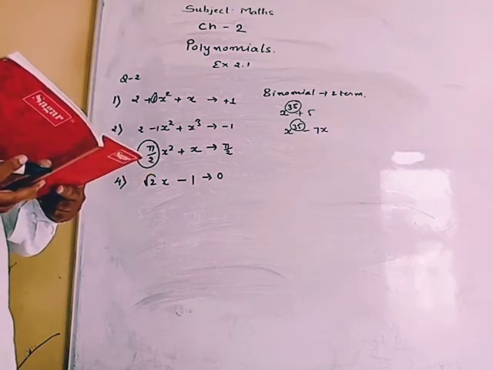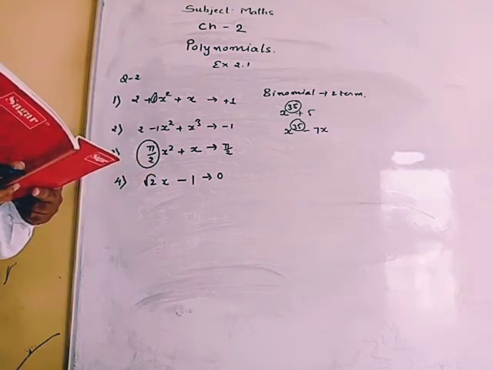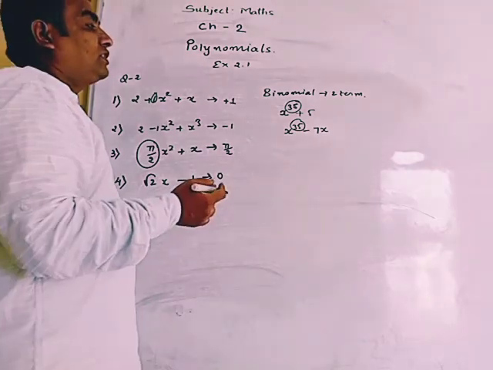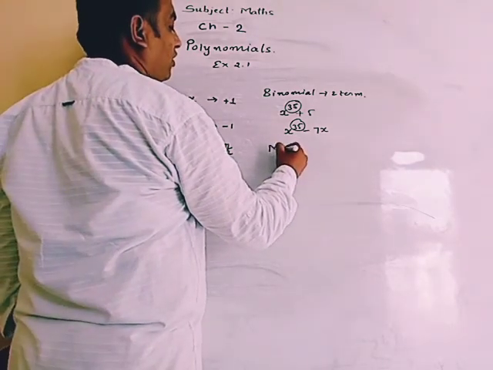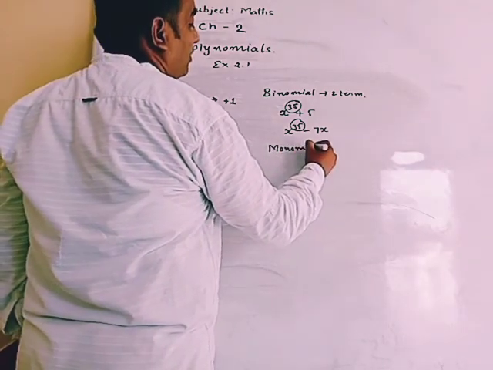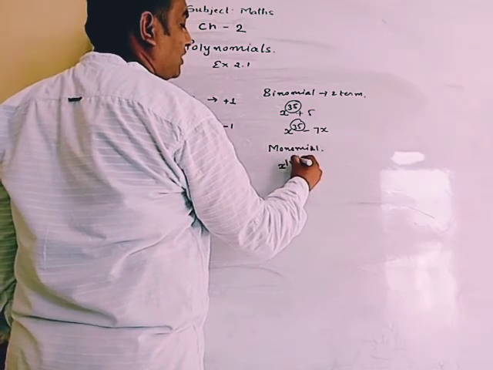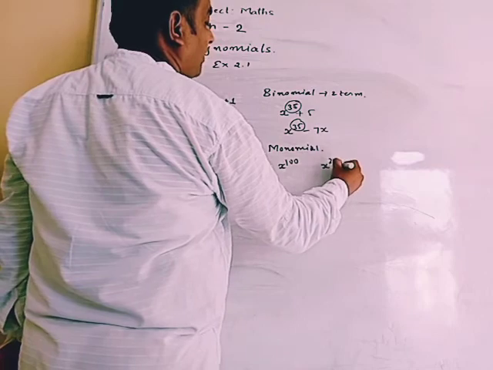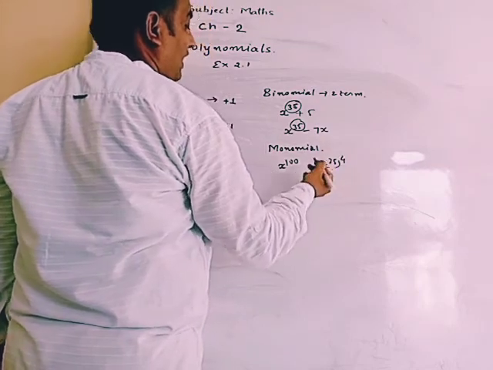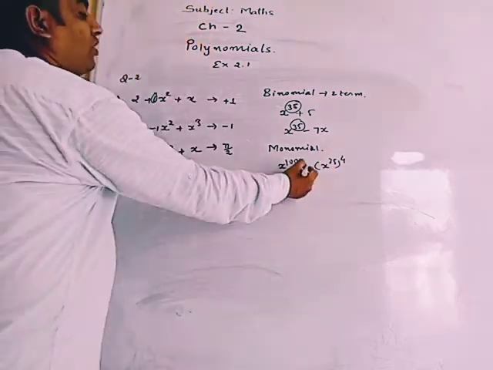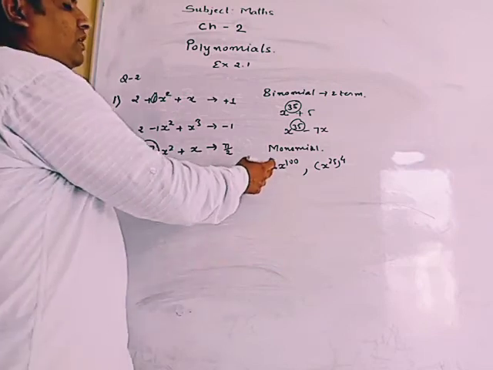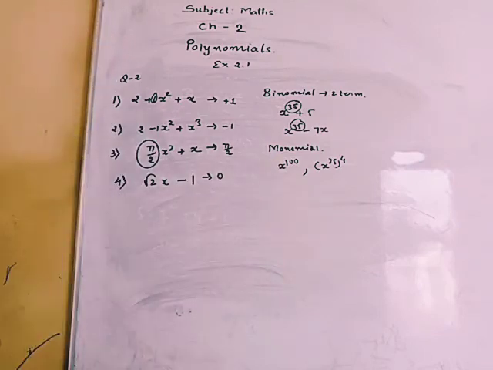Now in the same question one more is there: a monomial of degree 100. Monomial means we want only one term, and degree 100. So we can write x raised to 100. We can write x raised to 25 raised to 4. Anything we can write. These are all examples of a monomial with degree 100.